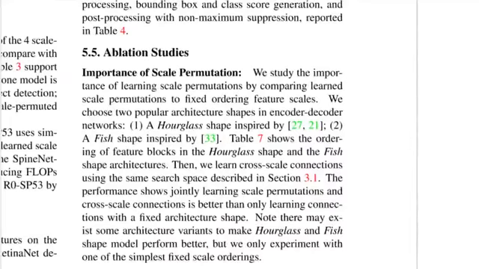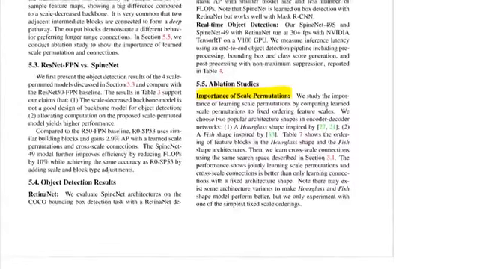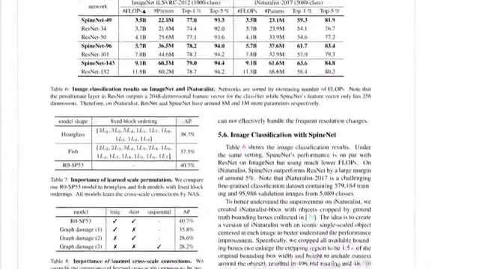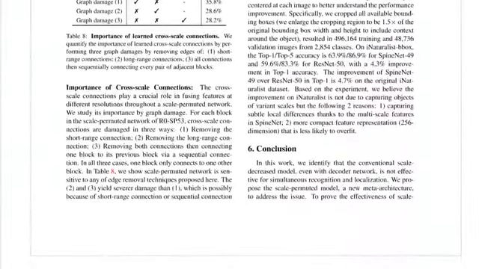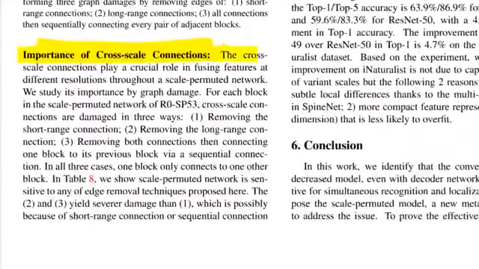The importance of scale permutation, that's where they investigate how important it is that you permute the layers, and that turns out to be fairly important. Then the importance of cross-scale connections. That's how they investigate here. So these are these connections. They say: The cross-scale connections play a crucial role in fusing features at different resolutions throughout the scale-permuted network. So that's the reasoning behind it. We take features from different resolutions, and we can also scale up again and then scale down again to gain some additional features from the higher resolutions.